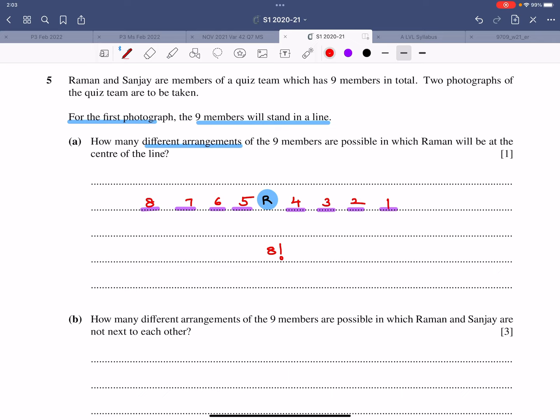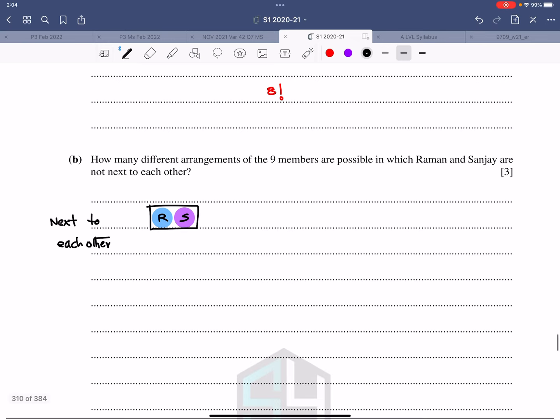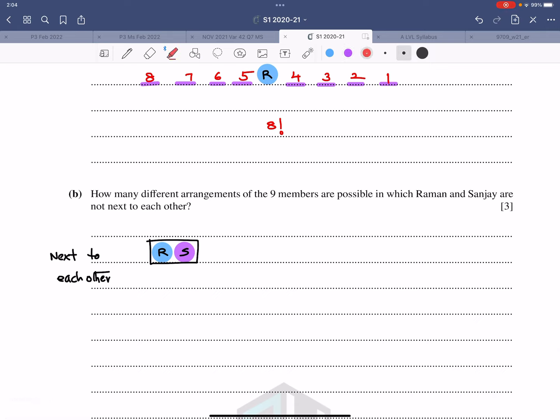How many different arrangements of the 9 members are possible when R and S are not next to each other? That's another basic type of question. So this person is R and this person is S. So first calculate R and S next to each other. So we are calculating next to each other. So therefore, how many are left? So the people who are left are 1, 2, 3, 4, 5, 6, 7, and this is 8. That is 8 factorial.